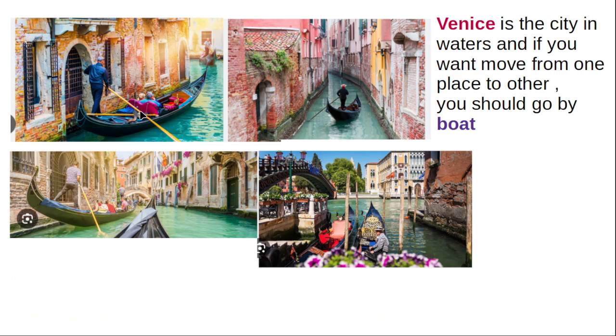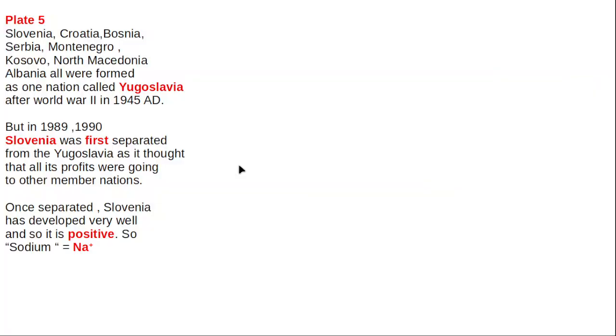In front of every home there will be a boat. Through boat only you can travel from one home to another home. That is special about Venice. Next, Slovenia, Croatia, Bosnia, Serbia, Montenegro, Kosovo, North Macedonia, Albania all were formed as one nation called Yugoslavia after World War II in 1945.